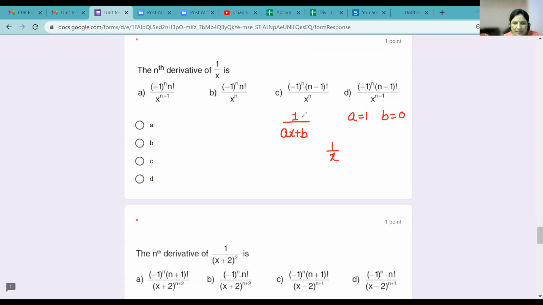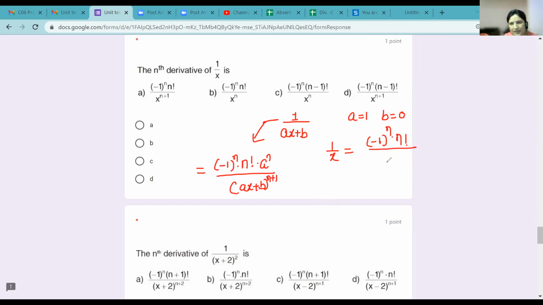Okay. So here the nth derivative of this term is equal to minus 1 raised to n into n factorial into a raised to n divided by (ax plus b) raised to n plus 1. So for this 1 upon x, it is minus 1 raised to n into n factorial divided by x raised to n plus 1. Which option is the correct option then? Option A. First option.